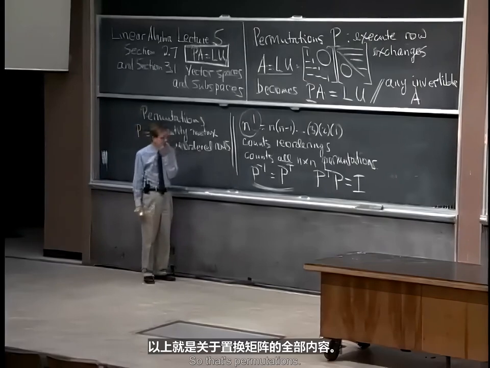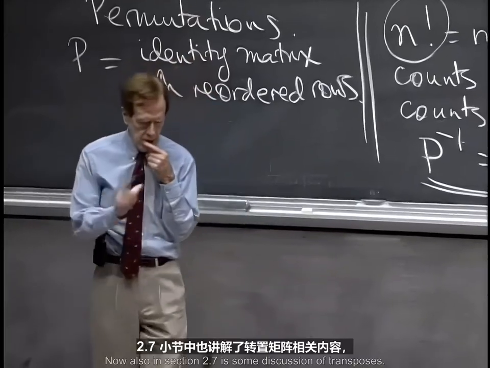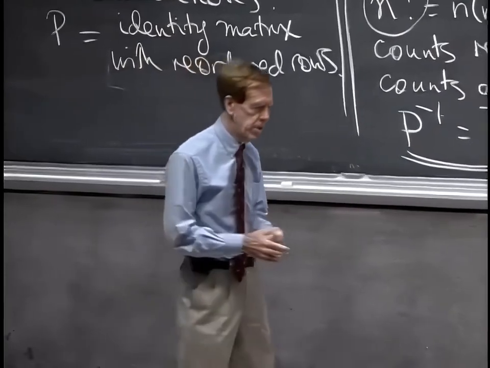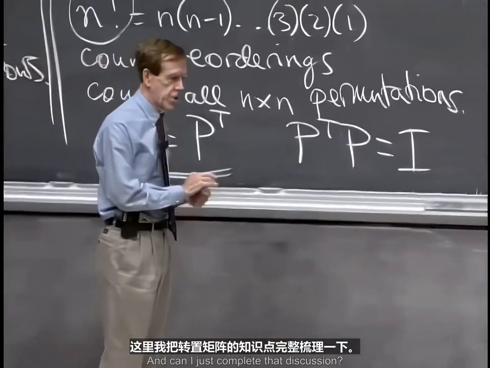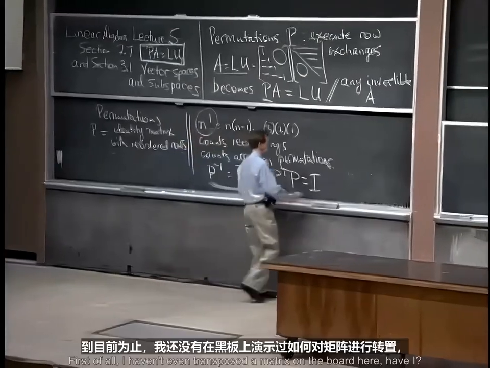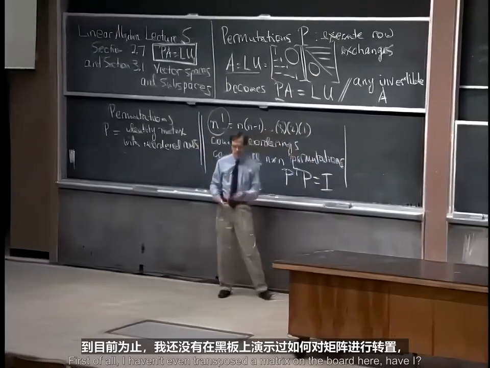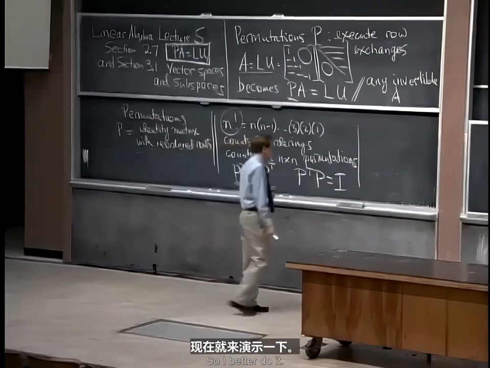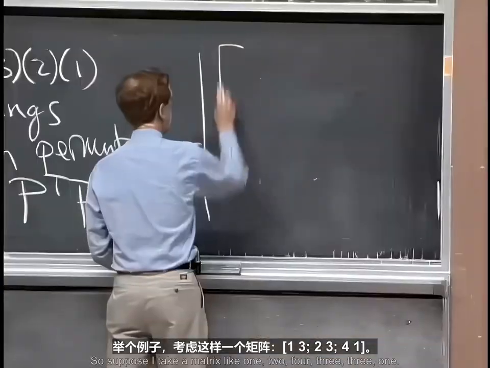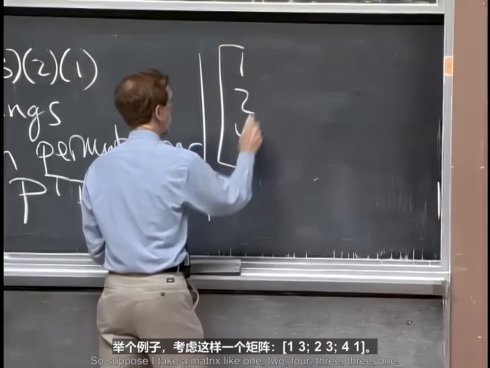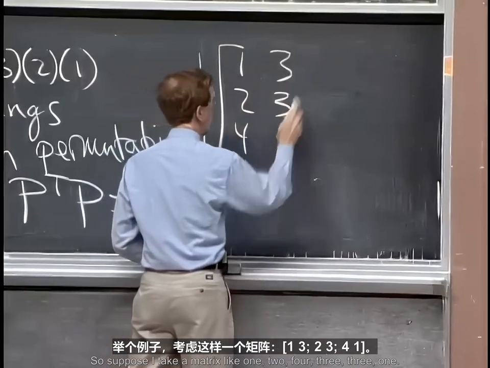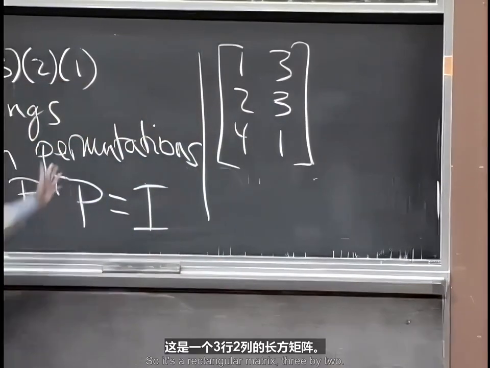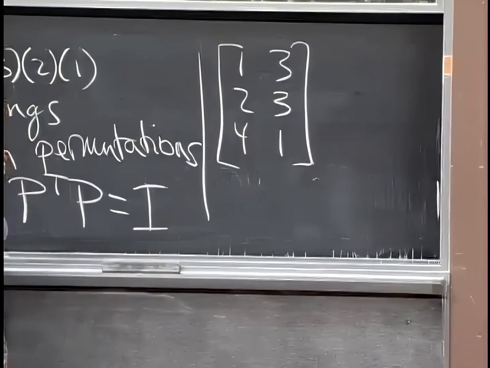Okay. So that's permutations. Now also in section 2.7 is some discussion of transposes. And can I just complete that discussion? First of all, I haven't even transposed a matrix on the board here, have I? So I better do it. So suppose I take a matrix like 1, 2, 4, 3, 3, 1. So it's a rectangular matrix, 3 by 2, and I want to transpose it.